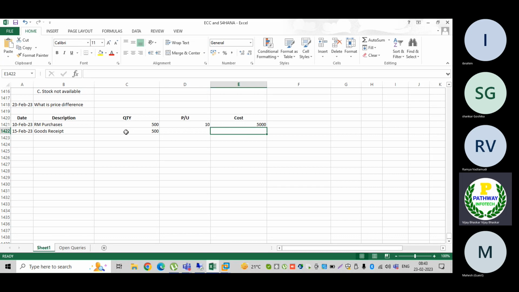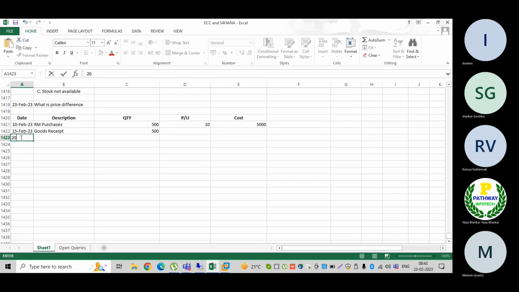Then we have received 500 quantity, because we are receiving goods at stores. The stores person doesn't want all this information, whether 500 quantity we have ordered, whether that quantity is received or not. Only that is the concern. Stores or warehouse person will have that.